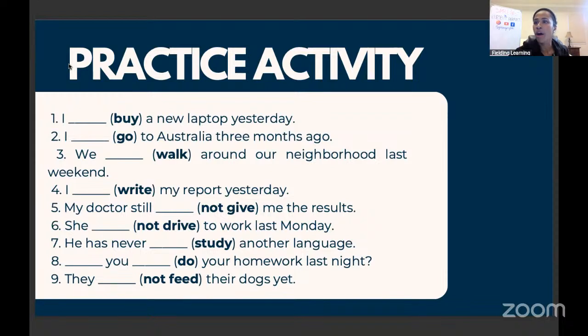All right, so bought, very good. And then number 2, Fatima, very good, went. So the verb is go, to Australia 3 months ago. So I went to Australia 3 months ago.